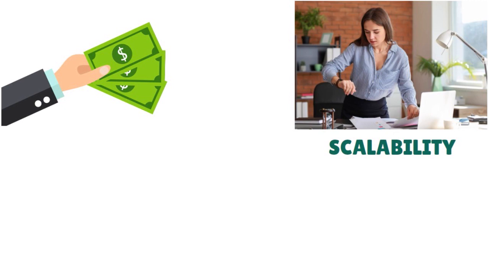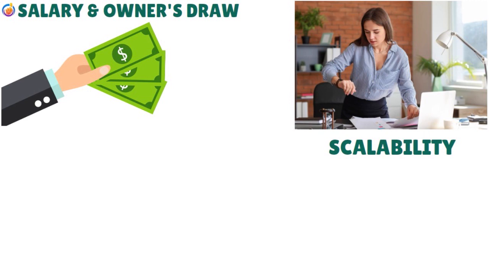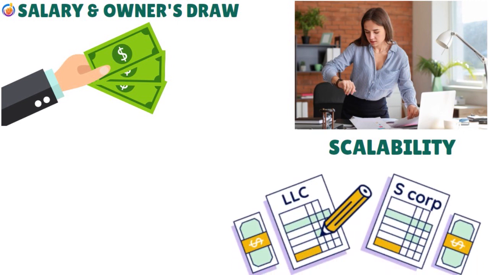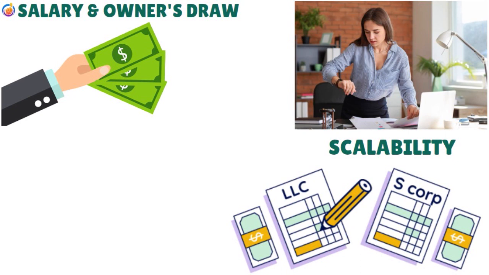Now let's talk a little further here. There are two primary ways to pay yourself. You have salary and then you have owner's draw. Now let's talk about that. With salary, you actually pay yourself a regular salary just as you would an employee of the company, withholding taxes from your paycheck. This is legally required for businesses that are structured as S corporations or C corporations or a limited liability company taxed as a corporation.